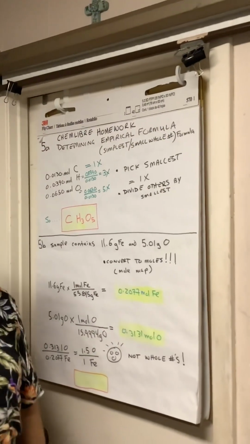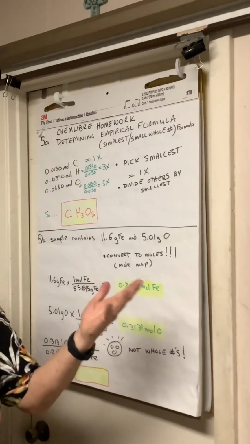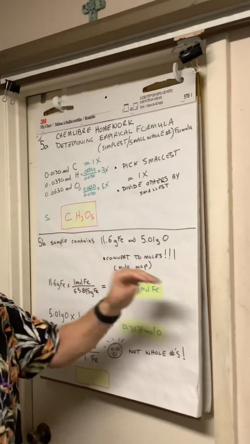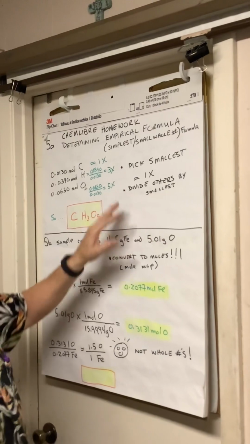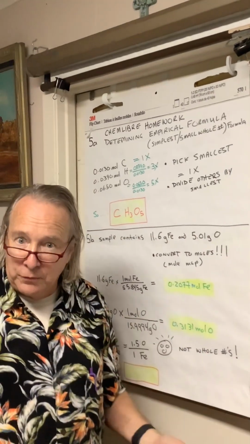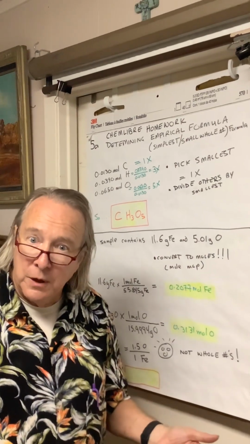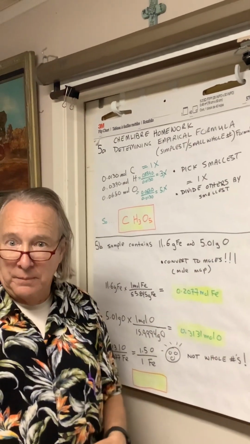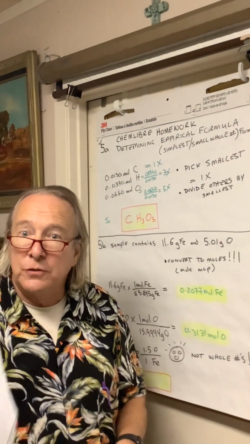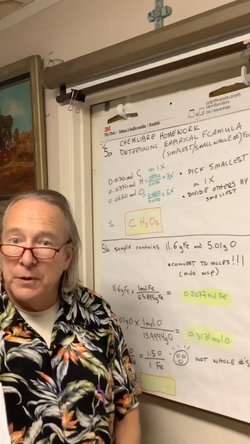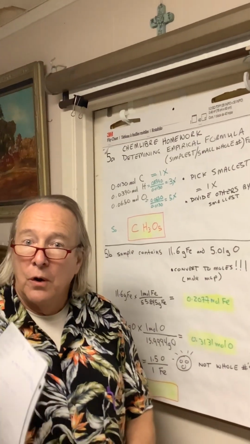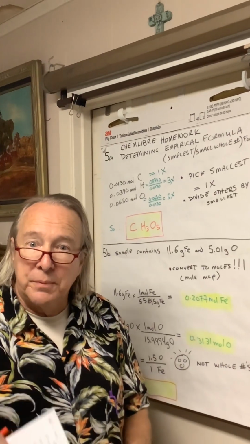What's an empirical formula? Well, it's the simplest whole number formula, H2O, for water. That's both a molecular formula, chemical formula, but it's also an empirical formula. But what about hydrogen peroxide, H2O2? That's its chemical molecular formula, but the simplest empirical formula would be HO.